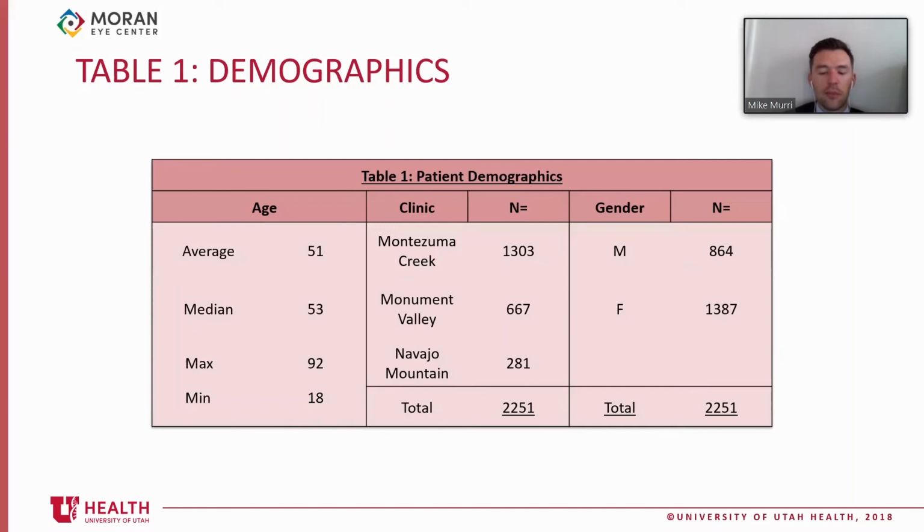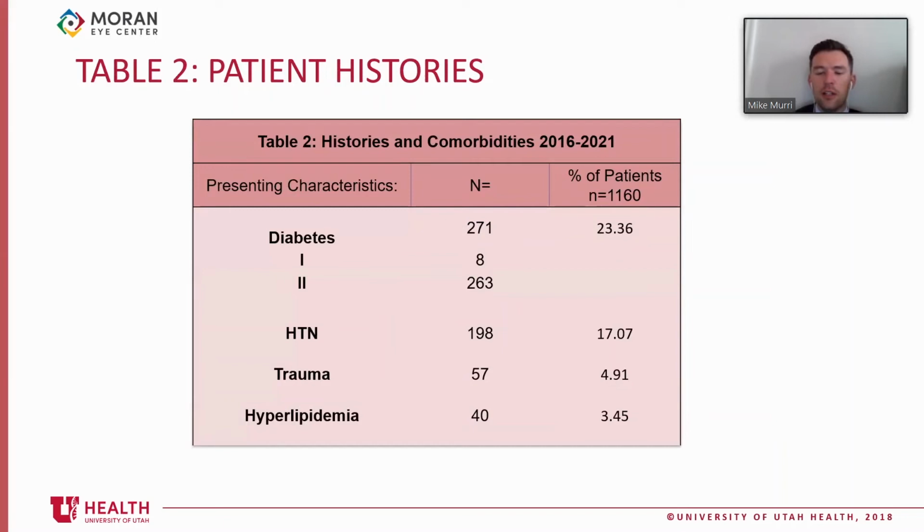The patient histories, there's a high rate of diabetes as well as hypertension, as you can imagine, in this kind of genetic population where they're genetically predisposed to hang on to all of the energy, as they've been in the hunter-gatherer stage. And trauma is about 4%, hyperlipidemia a little bit lower.